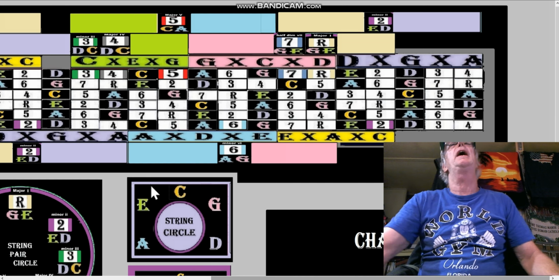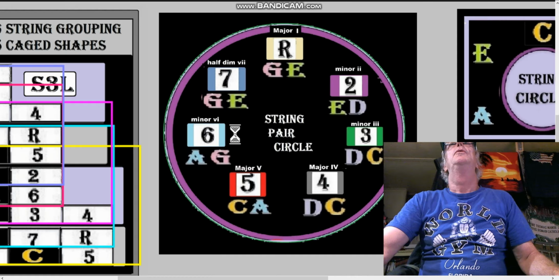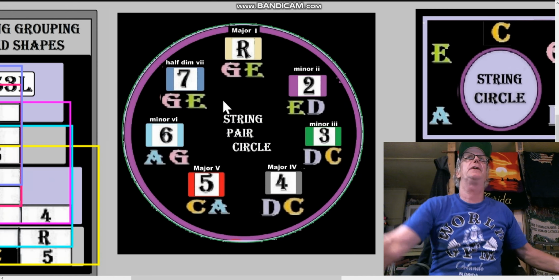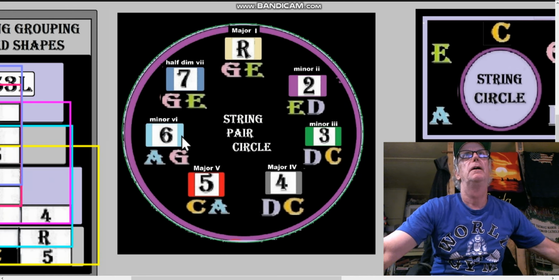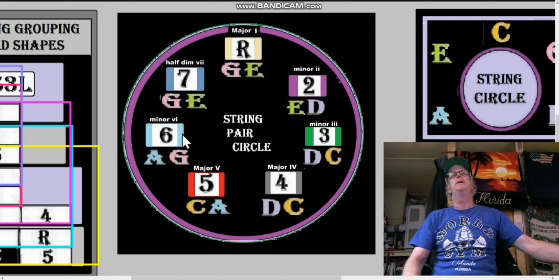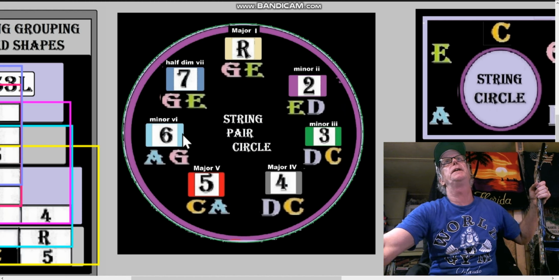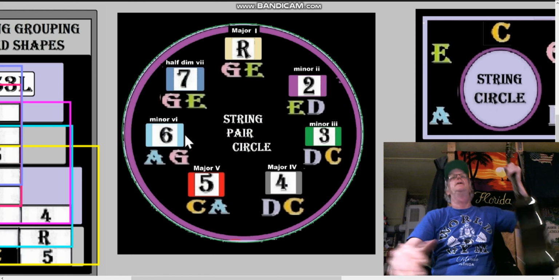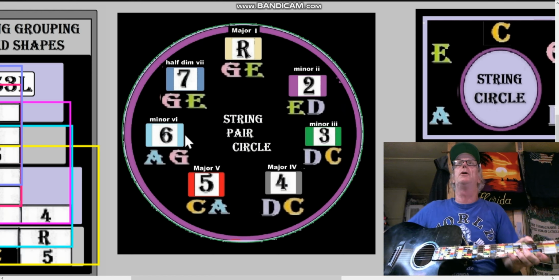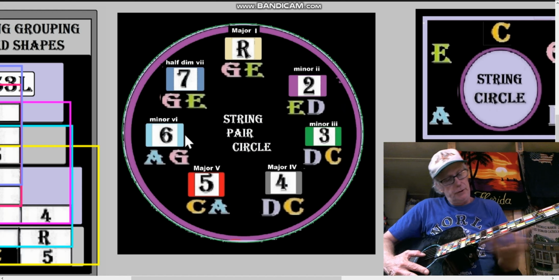How do we use that? We look at the string pair circle. So the 6 is AG. So we're looking at this right here. We're looking at AG, and the 6 being, I'm going to put this cursor to the side here so it doesn't block the 6. It's a really small cursor when I'm making the video, but when we run the video, the cursor gets bigger. So we look at 6.